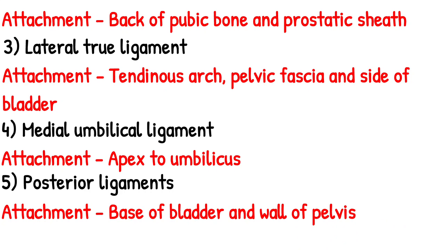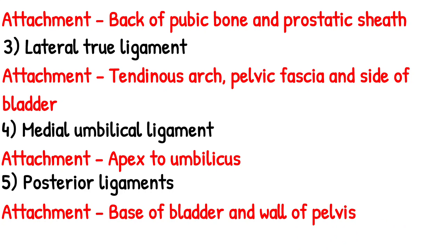It is attached to the tendinous arch of the pubic bone and to the pelvic fascia and on the side of the bladder: anteriorly to the tendinous arch of the pubic bone and pelvic fascia, and posteriorly to the side of the urinary bladder. Since it is attached to the side, we can say it is a lateral true ligament.